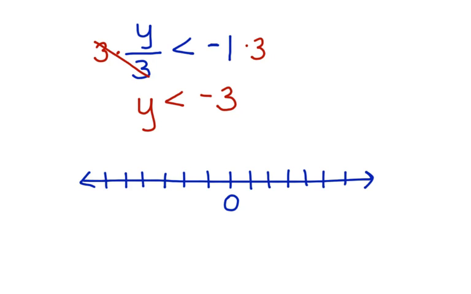Now notice that the solution for y does not include negative 3, so I'm going to start by putting an open circle at negative 3. And my values are less than, so I draw a line to the left. Now I have solved this inequality and I have graphed the solution for it.